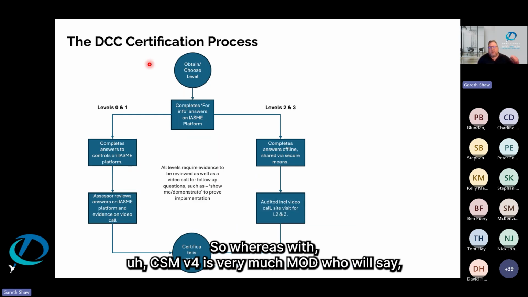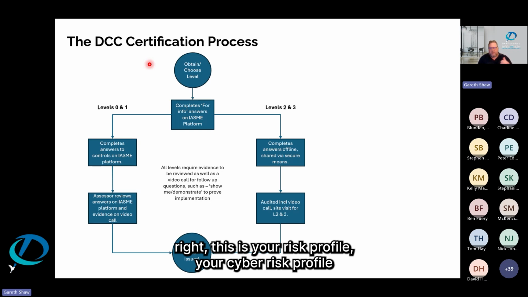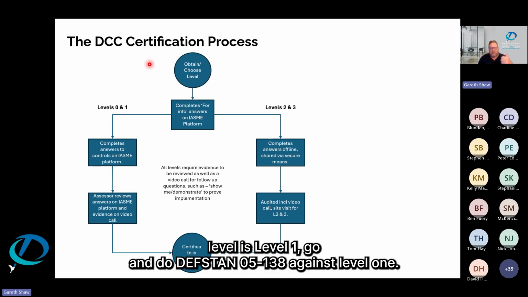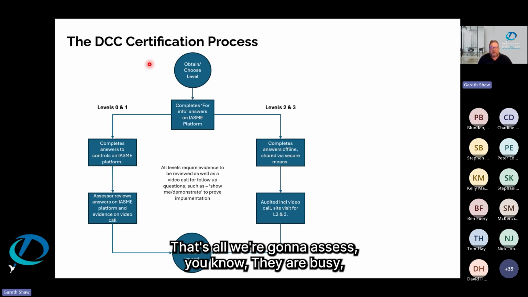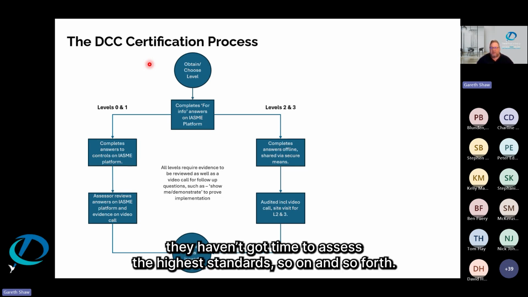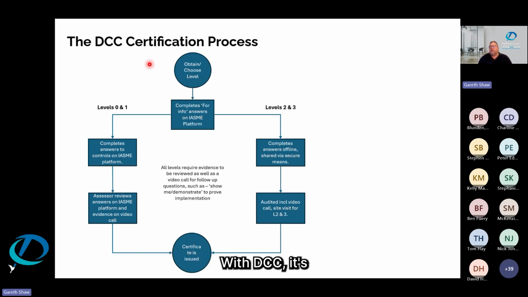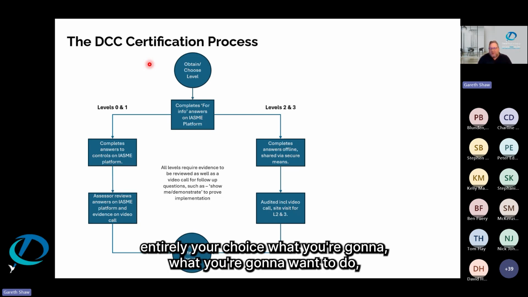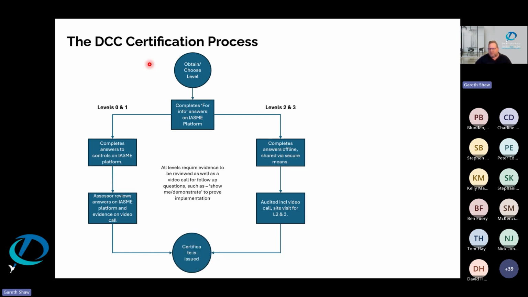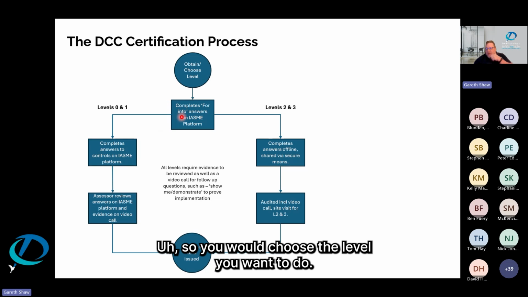The process with DCC is different. Whereas with CSM version 4, it's very much MOD who will say, right, this is your risk profile. Your cyber risk profile level is level 1. Go and do DEF STAN 05-138 against level 1. That's all we're going to assess, and then they've got time to assess the higher standards, and so on and so forth. With DCC, it's entirely your choice what you want to do at this stage. So you would choose the level you want to do.